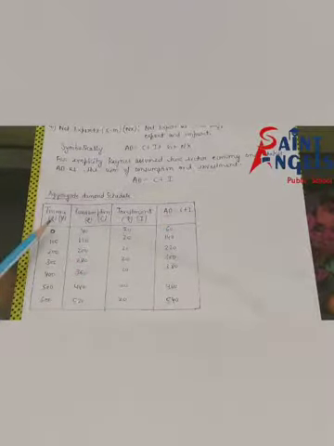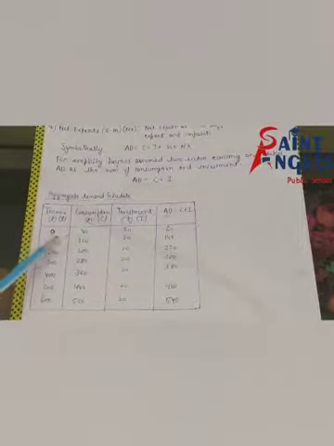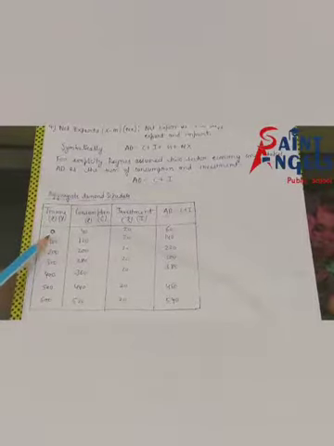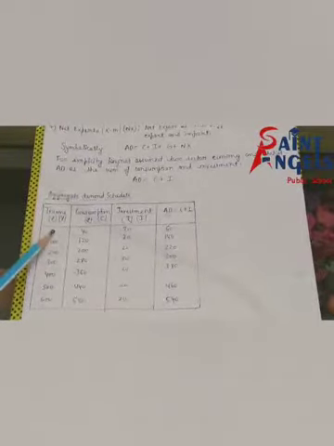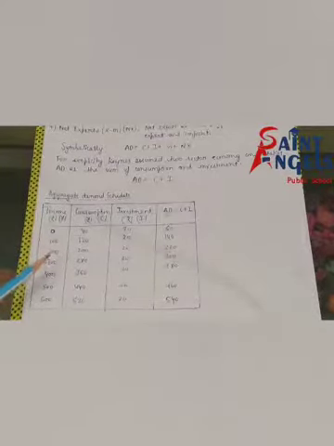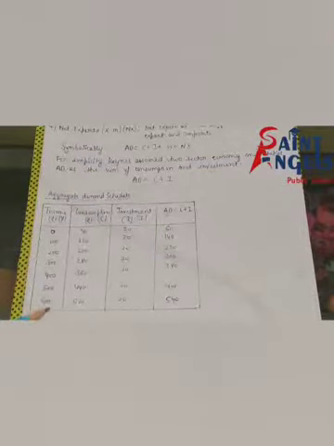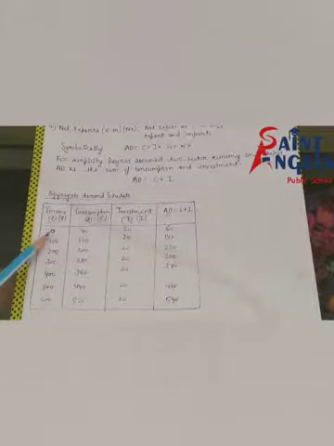Then you will take values of income, and you will start from zero. I'm taking 0, 100, 200, 300, 400, 500, 600. You can take up to 700, 800, 900, it's up to you, but I'm taking the value of income up to 600.